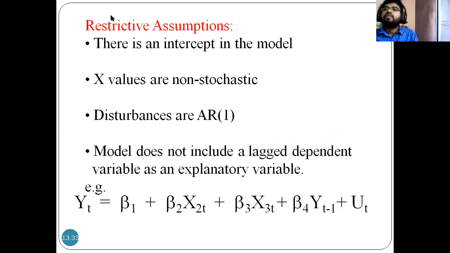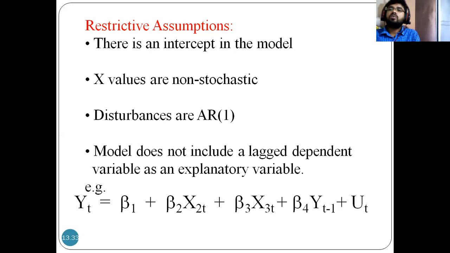Then the second assumption is that the X values are not stochastic. Whatever independent variables you take, those values are not stochastic. Then the third assumption, the disturbances are an AR(1) process. Disturbances are nothing but errors, first order auto-regressive, meaning the present year depends on its previous year only. That is, e_t is equal to rho e_(t-1), as I told you.